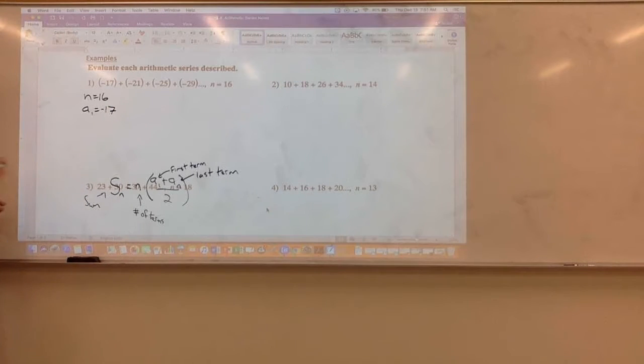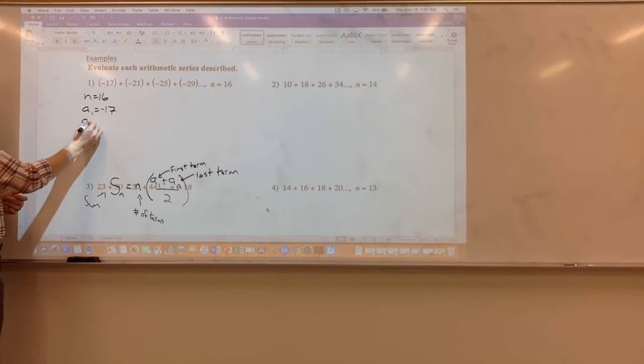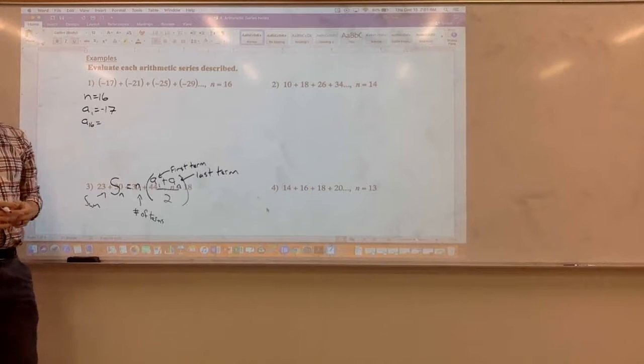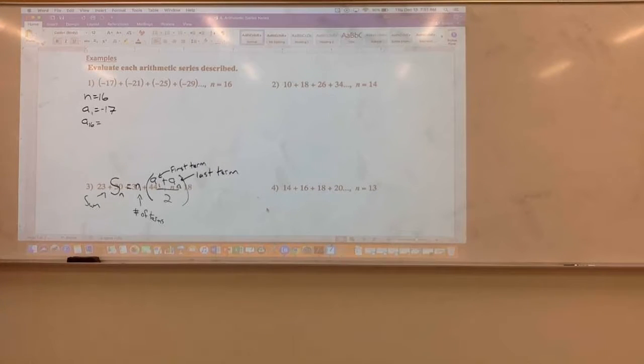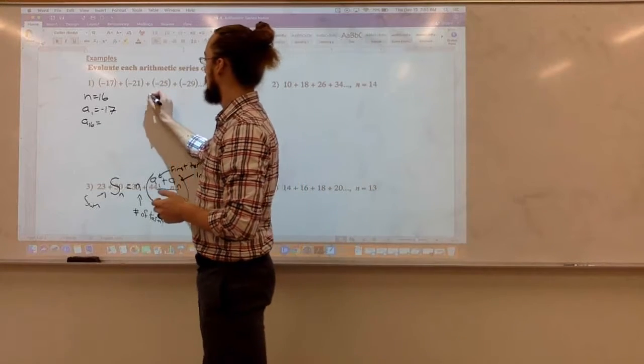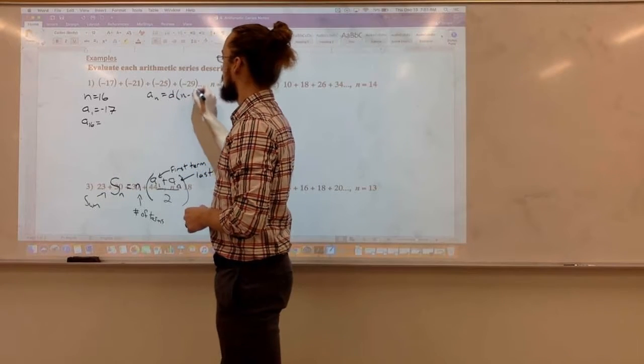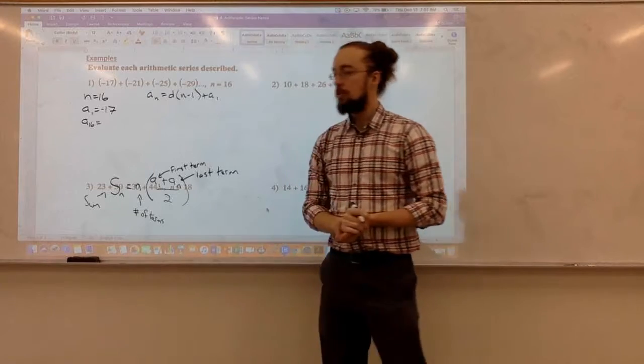What's my last term? In this case, my a sub n will be a sub 16. I want the 16th term. I want to add up the first 16 terms. So I want to find a sub 16. How do I do that? We got to do that thing we did yesterday. To do that, we used this formula: a sub n equals our common difference times n minus 1 plus a sub 1.